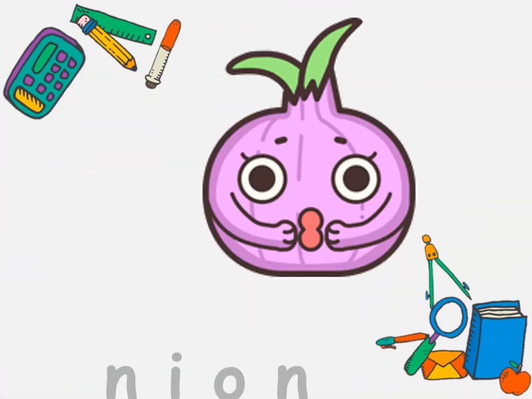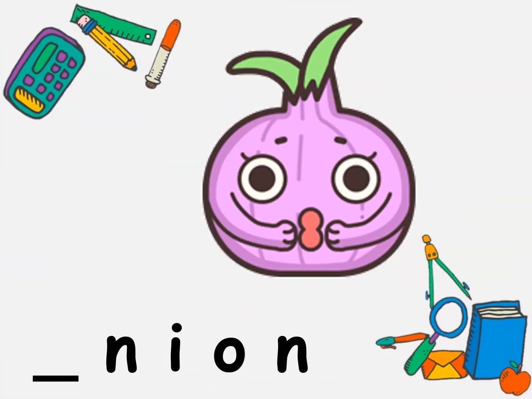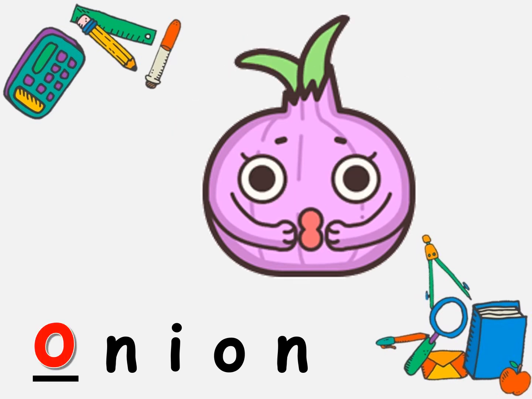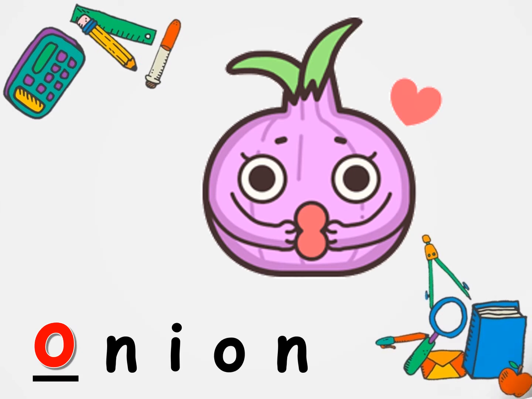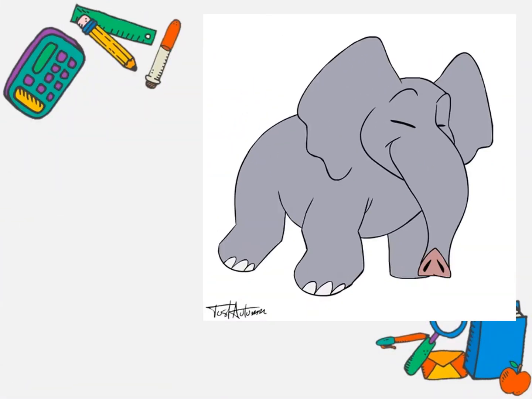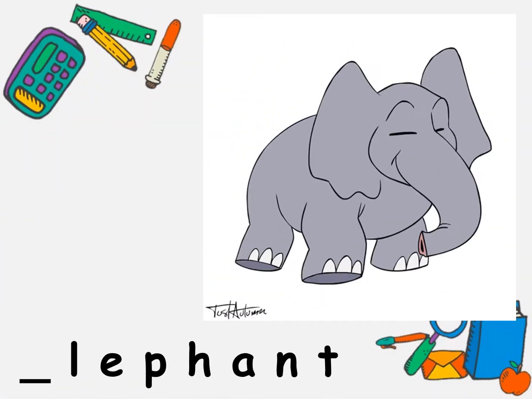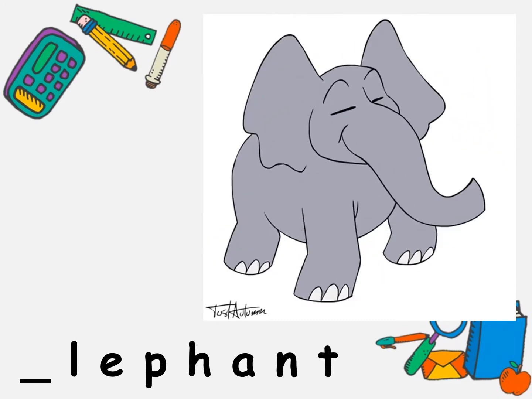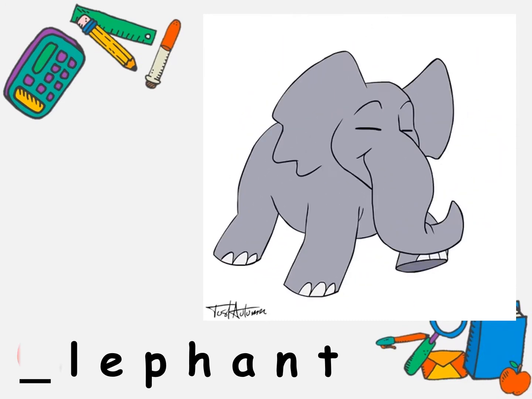This one. Very good. The missing letter is O. And this one. The missing vowel is... very good. Letter E.